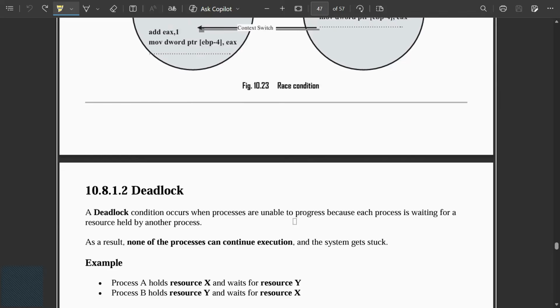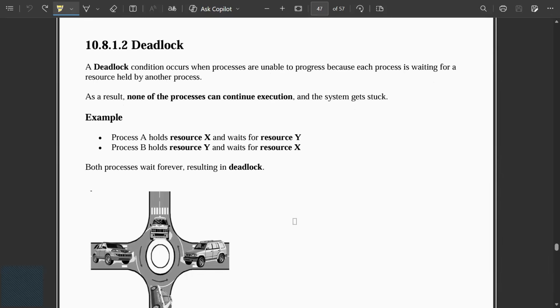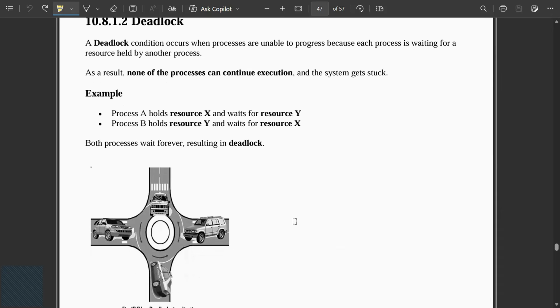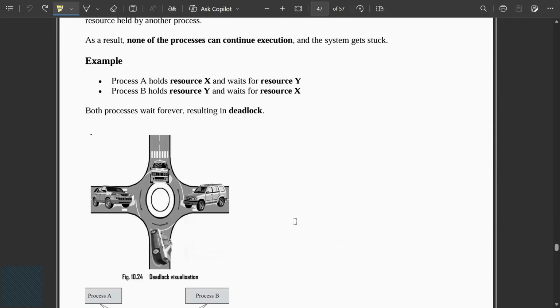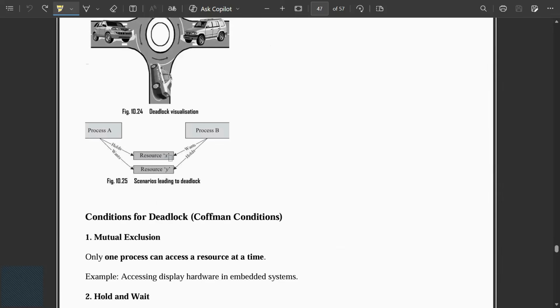Similarly, deadlock, the most important part. It occurs when processes are unable to progress because each process is waiting for a resource held by another process. As a result, none of the processes can continue execution and the system gets stuck. For example, process A holds resource X and waits for resource Y. Process B holds resource Y and waits for resource X. So here process A holds resource X and wants Y, but Y is already held by process B, which wants X. This is how deadlock happens.